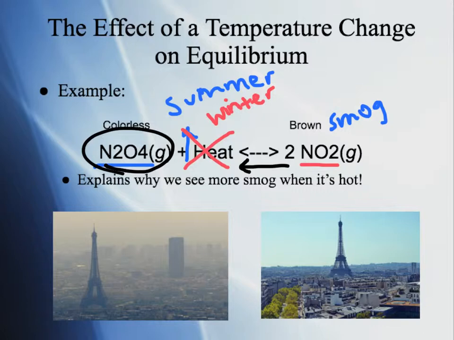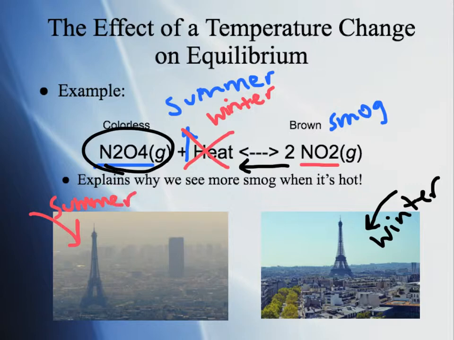All right, so this is just a little picture of Paris and the Eiffel Tower. In this picture on the right, which months out of the year is this probably? Exactly, it's in the winter months, or the colder months, because we've got less brown gas in the atmosphere, versus this one, which is probably taken in the summer months or the hotter months in Paris, where that colorless gas gets shifted towards the brown nastiness that we see.